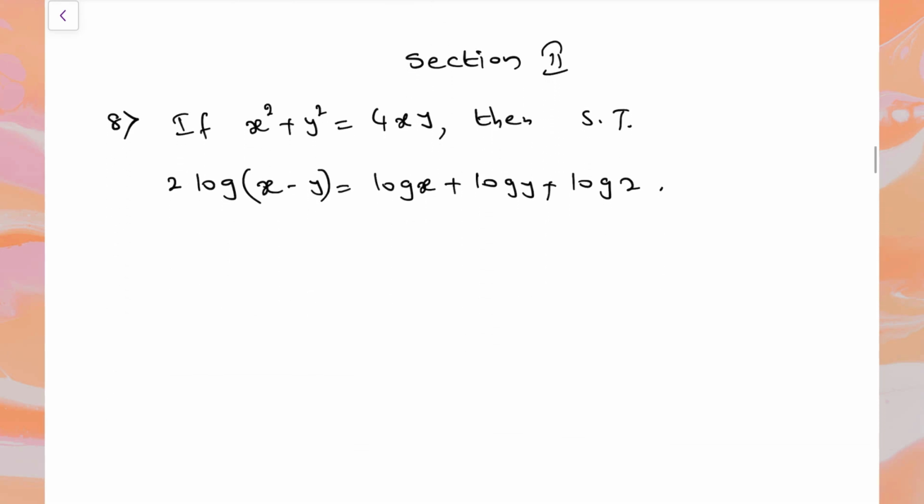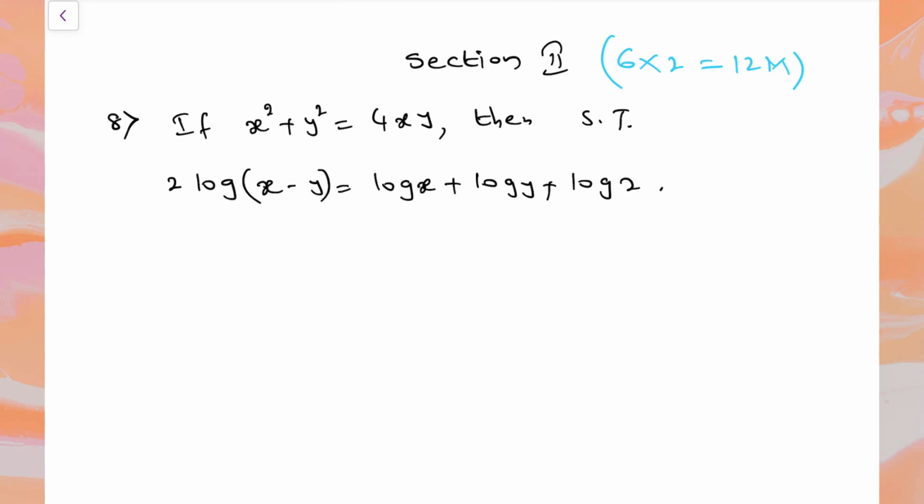So by total 7 questions we completed section 1. Now moving to section 2. In section 2, total 6 questions will be given. Every question carries 2 marks. So 6 2s are 12. 6 questions, 2 marks each. 6 2s are 12 marks.